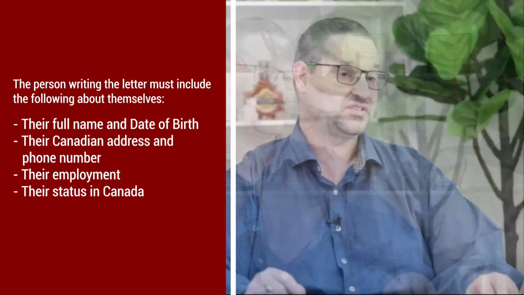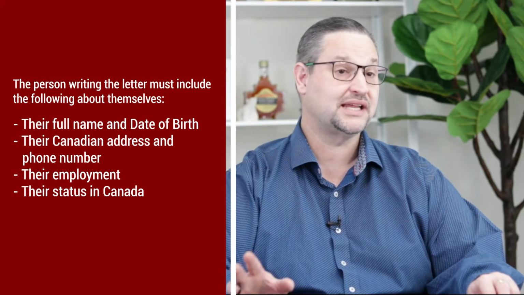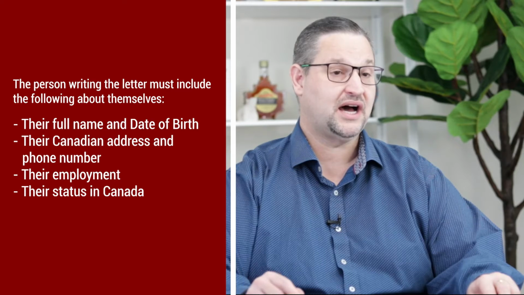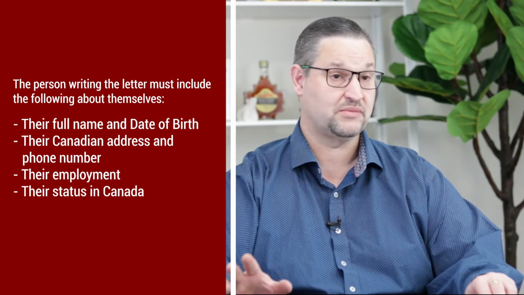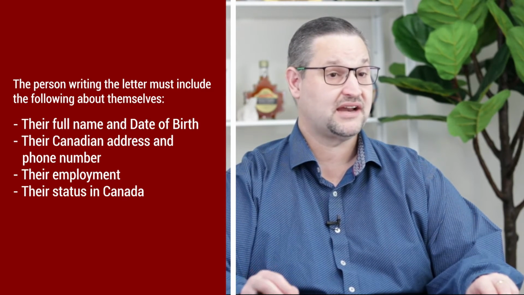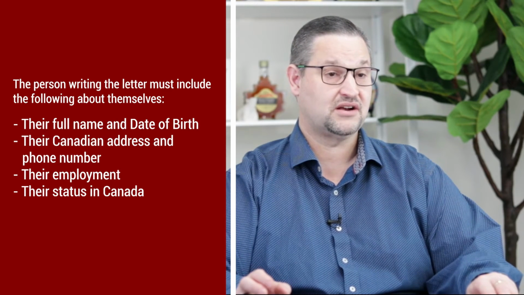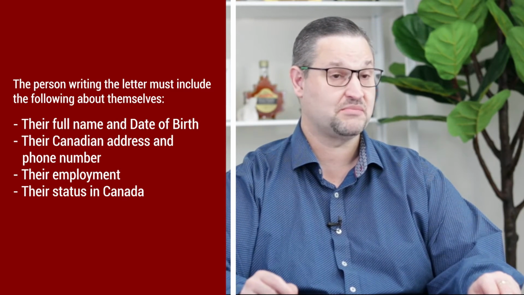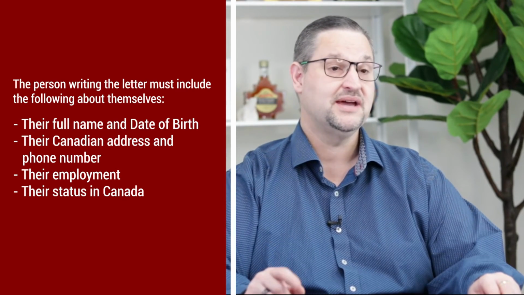Now, the person writing the letter should include the following about themselves as well. Obviously, their full name, their date of birth, maybe not, Canadian address, telephone number, yeah. If they're employed and how they're actually being able to do that, it could speak about a few elements of them. Status in Canada, i.e. if they're a citizen or permanent resident, and even a document showing their status. So for instance, a Canadian passport or a PR card is something that you might want to consider putting in there.